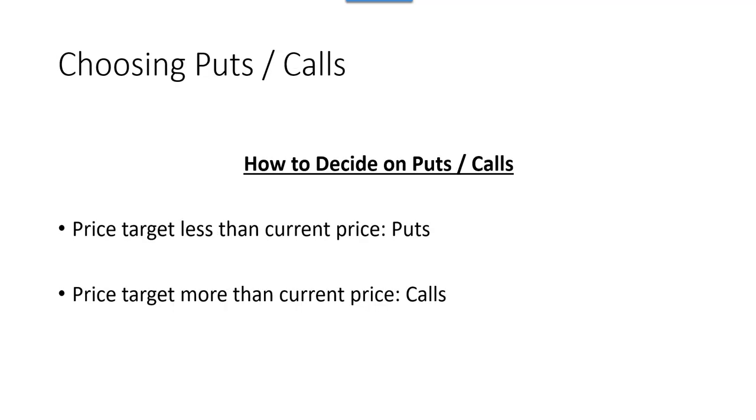Now, choosing puts and calls. This doesn't have to be complicated at all, right? If the price of the market is at $300 and you want to put on a calendar at $280, you would use puts because your target is below the current price of the market. If the market's at $300 and you want to put a calendar on at $320, then you would use calls because your target is above the current price.